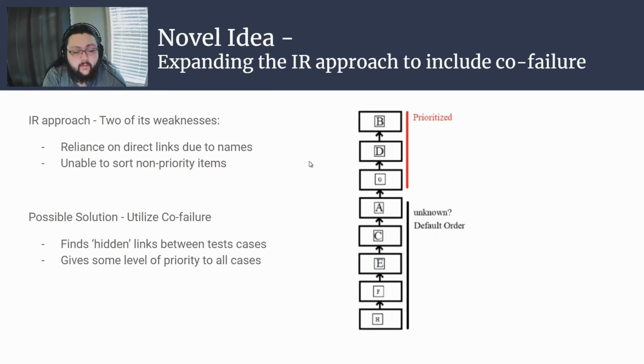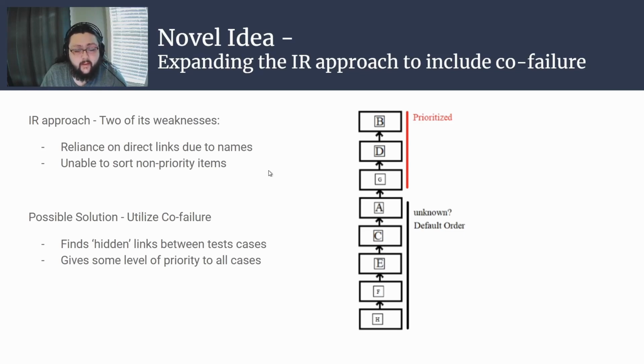The other weakness is being unable to sort non-priority items, which I'm not entirely sure how to word, but what I mean is if you have all of these test cases here, you perform your scan to see which one to prioritize. So in this case, we take these top three ones, B, D, and G, and then we have all of these other test cases that are just under them with no real order to them. However, the odds of them all being equally likely to fail is extremely unlikely. So what can we do to sort these in a way that could be better?